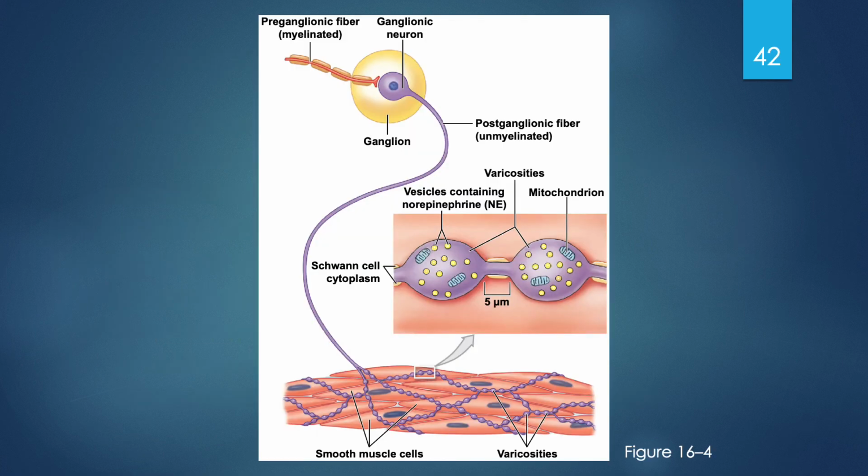Figure 16.4 shows you the preganglionic fiber, which is myelinated. You can see the Schwann cells wrapped around it, extending towards the ganglion at the top of the picture. It synapses on the ganglionic neuron, and then you can see that long purple postganglionic fiber wrapping down to the smooth muscle cells there. If you look at the zoom-in picture of the varicosities, all those little purple strings of pearls that you see on the muscle cells below are zoomed in upon in that inset image, showing you the vesicles containing norepinephrine.